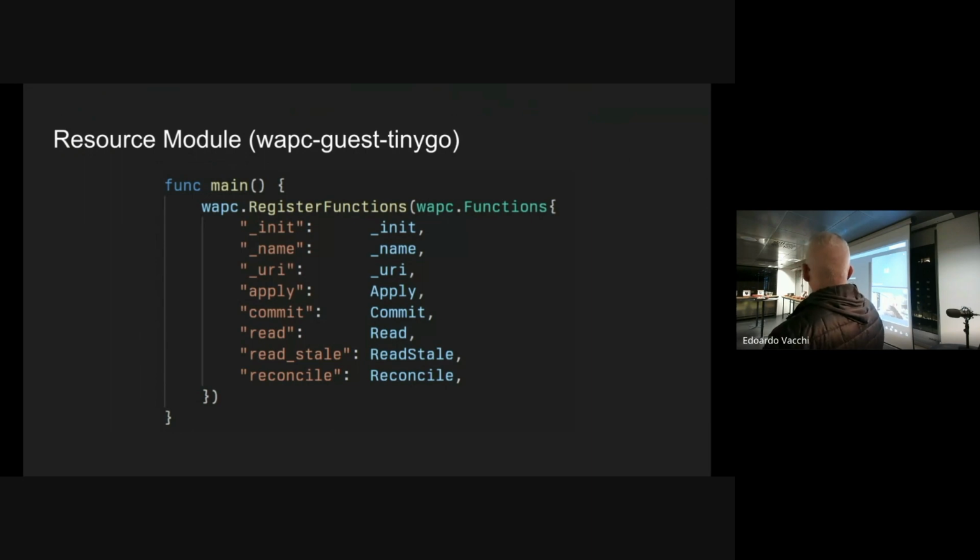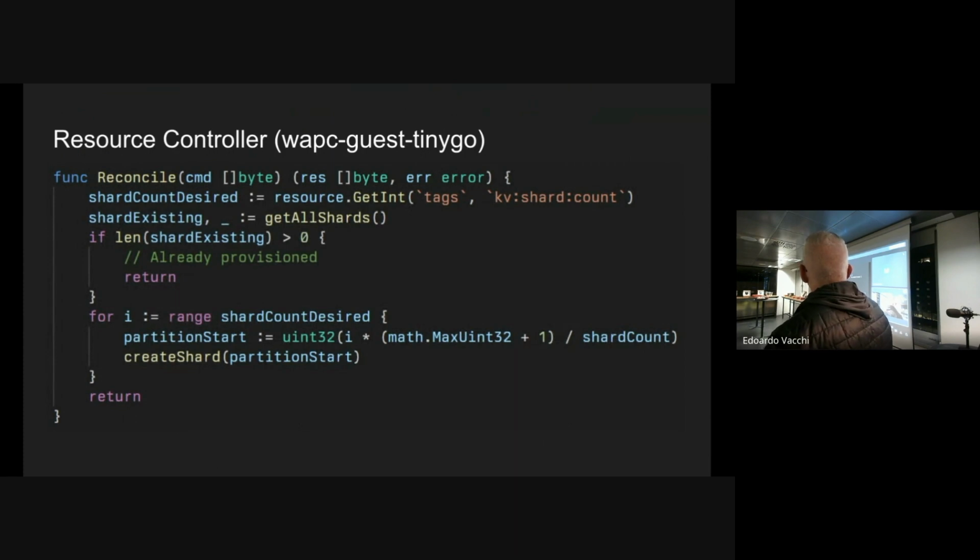So this is what a resource module looks like as a tiny Go guest. The main function registers functions, which is how WAPC works. This is the entire main function. And we're going to look right now at the reconcile portion.